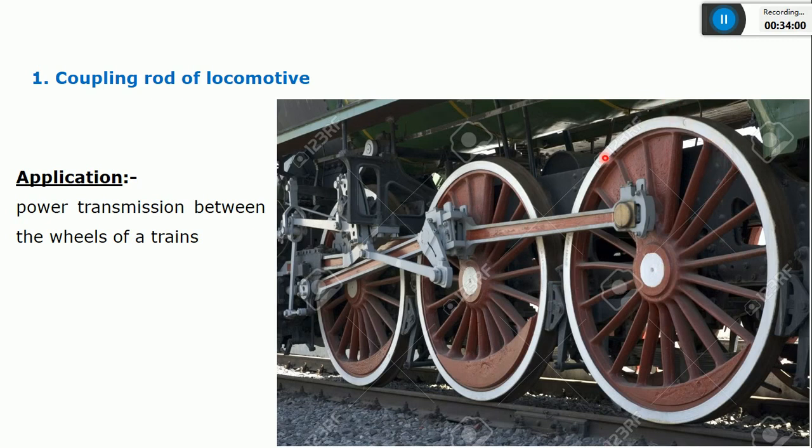It means each wheel is connected to another wheel with the help of this coupling rod of a locomotive. So you can see the first wheel and second wheel are both connected with the coupler, and the fixed element is the frame. It means you are transferring the rotary energy.